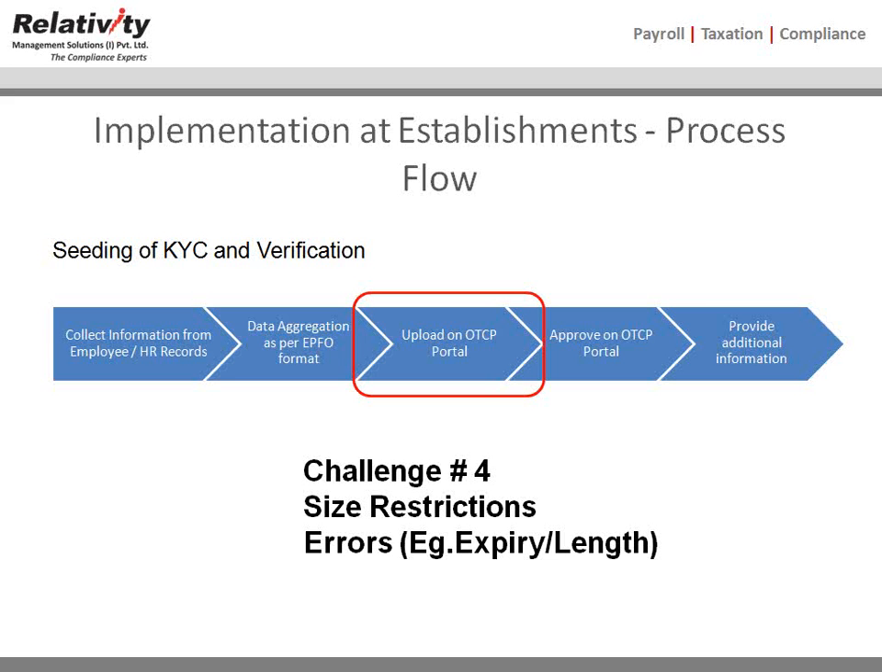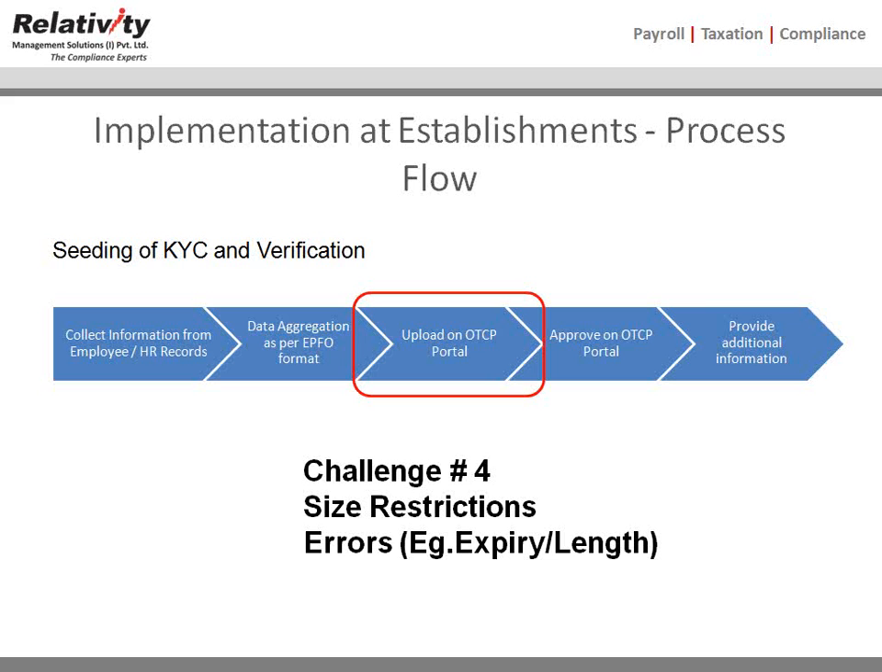Apart from that, the first five should be alphabets, the next four should be numericals, and the last one should be an alphabet again. This basic validation is going to be done by the EPFO site, and if it does not satisfy this basic validation, it will throw up an error.